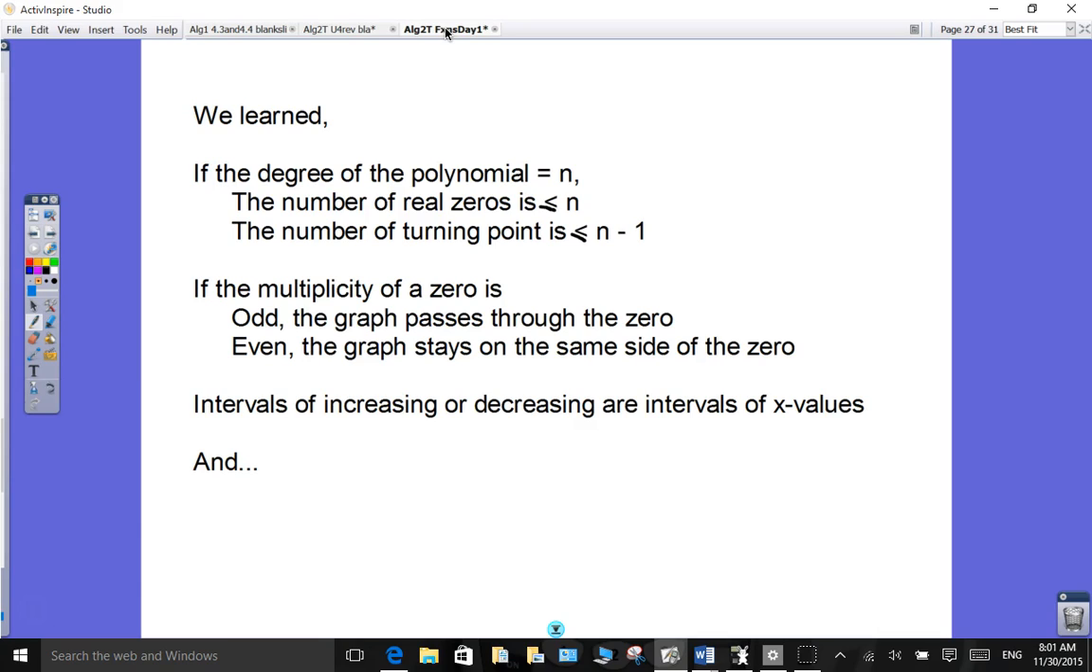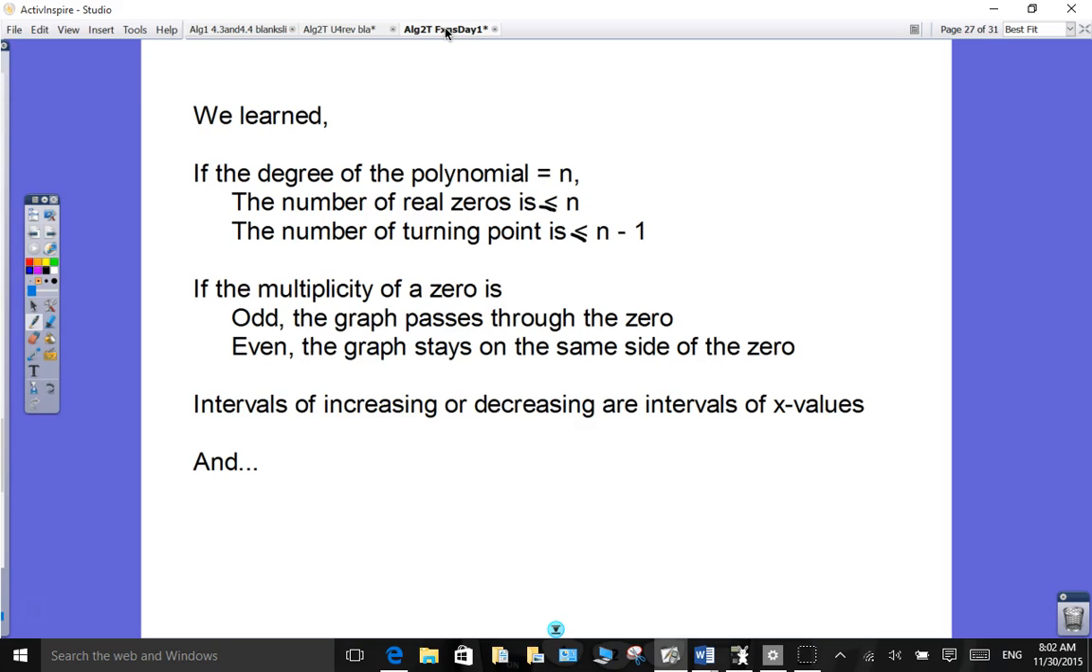It has exactly the same number of zeros as the degree, n. Some might be real, some could be imaginary. So the number of real zeros is less than or equal to n, right? There's going to be a total of n zeros. The number of turning points in the graph can be up to n minus 1, right?